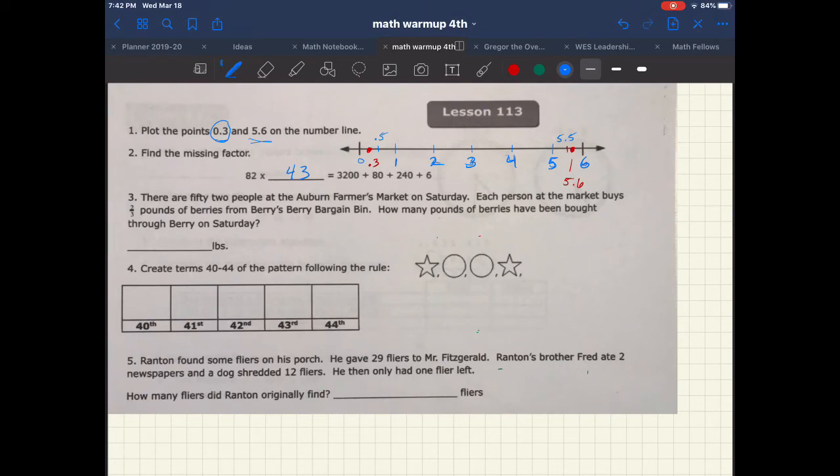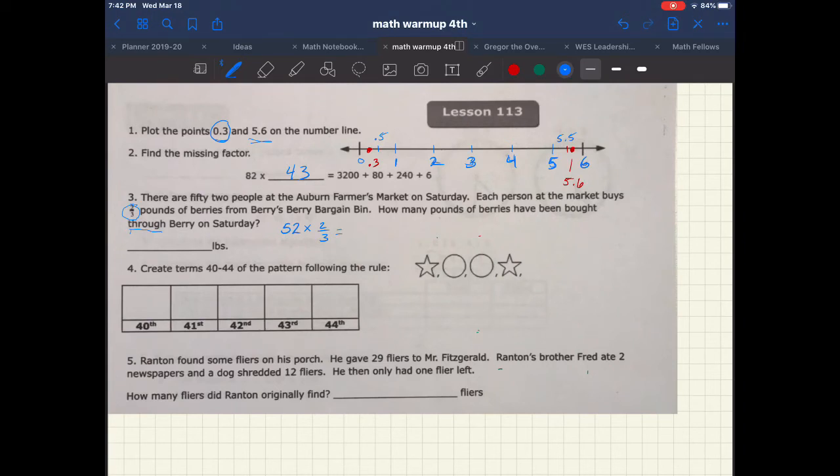Number 3. There are 52 people at the Auburn Farmers Market on Saturday. Each person at the market buys 2/3 pounds of berries from Barry's Berry Bargain Bin. How many pounds of berries have been bought through Barry on Saturday? I think they should have used the word from Barry on Saturday. So we have 52 people, and they each bought 2/3 of a pound.